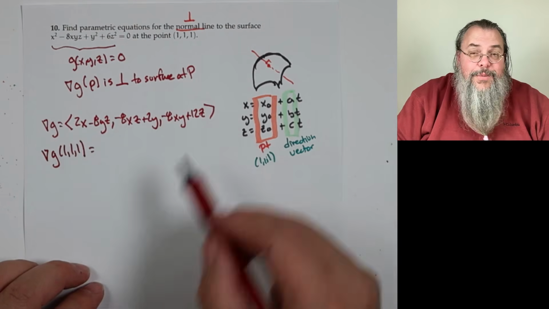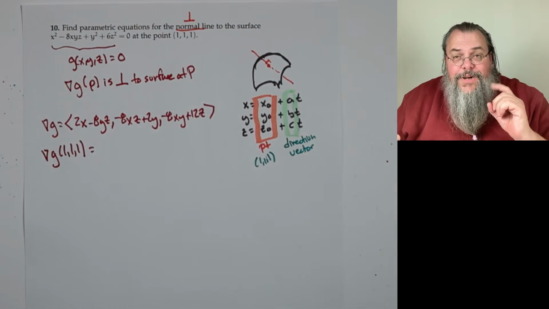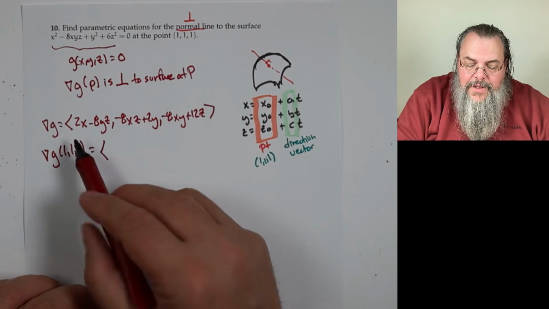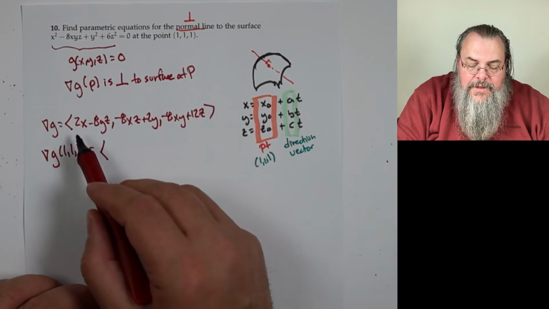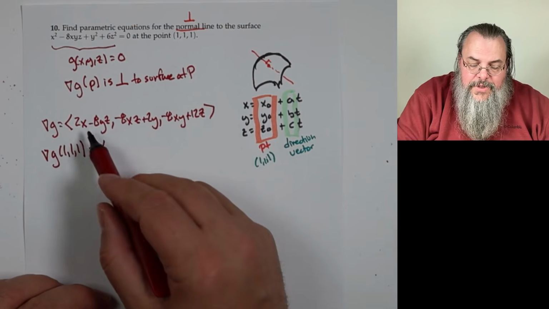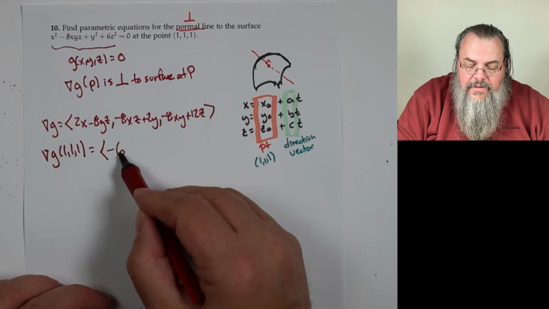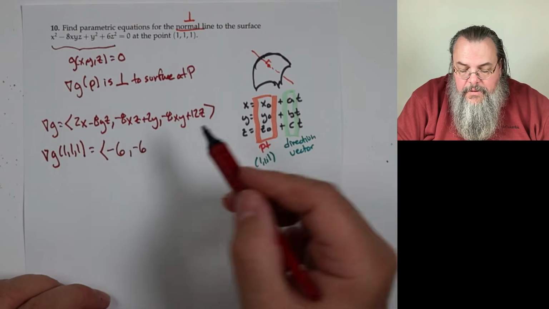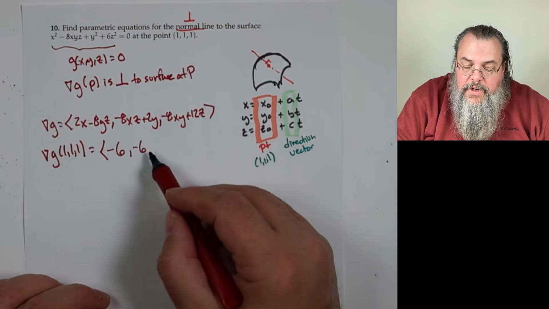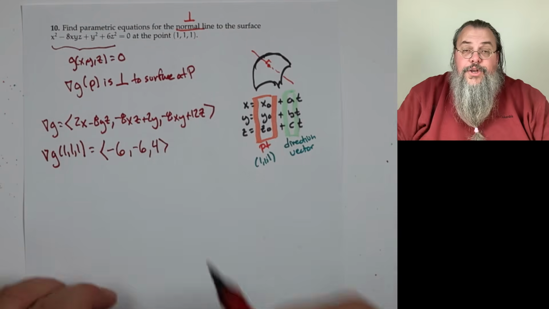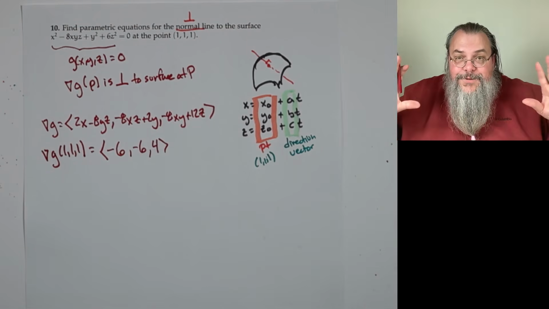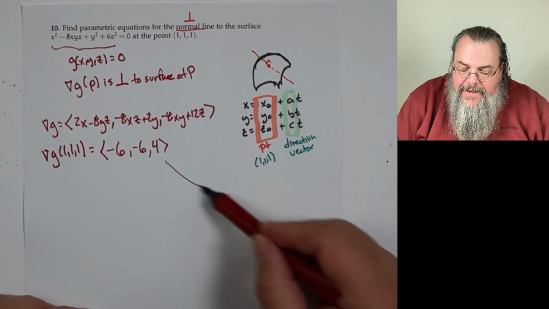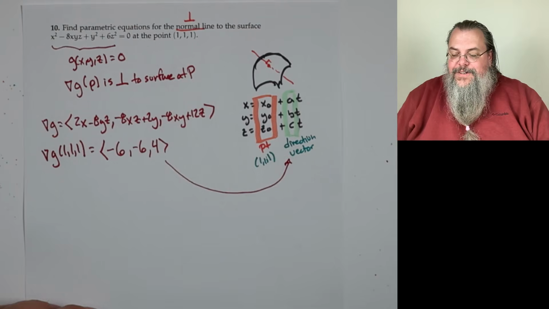plug in 1. Plugging in 1 is great. 0 and 1 are our two favorite numbers to plug in. Because when you plug in 0, lots of things drop out. When you plug in 1, usually you look at coefficients. So we get 2 minus 8, negative 6. Negative 8 plus 2, negative 6. Okay, well, that's fine. Negative 8 plus 12, 4. You don't have to normalize this. You don't have to make it a unit vector. That goes to your direction vector.